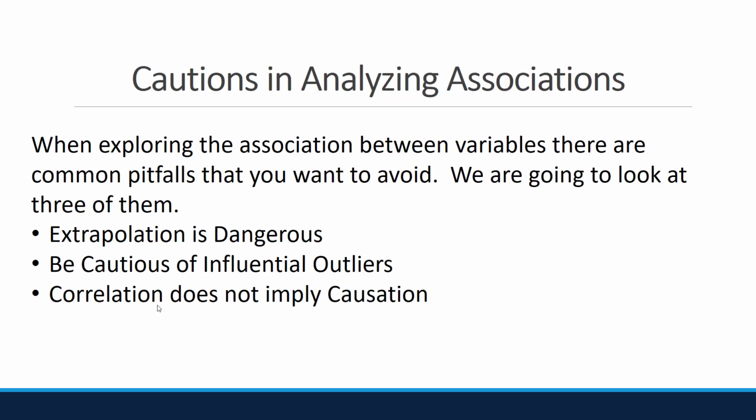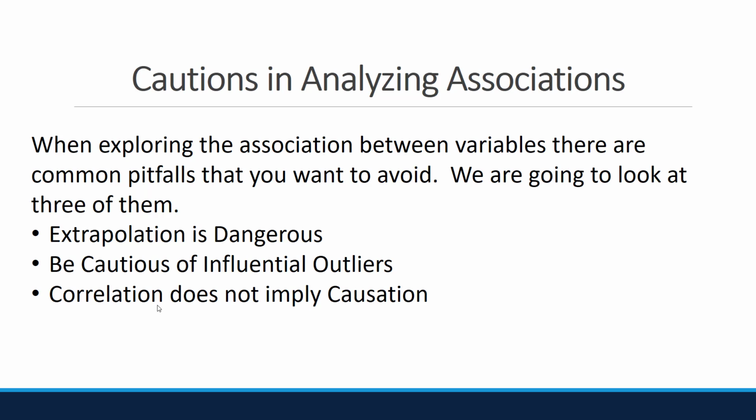Cautions when analyzing associations. When exploring the association between variables, there are common pitfalls that you want to avoid. We're going to look at 3 of them. 1. Extrapolation is dangerous. Extrapolation is using a regression line to predict y values for x values that are outside the observed range of data. This is very bad practice.